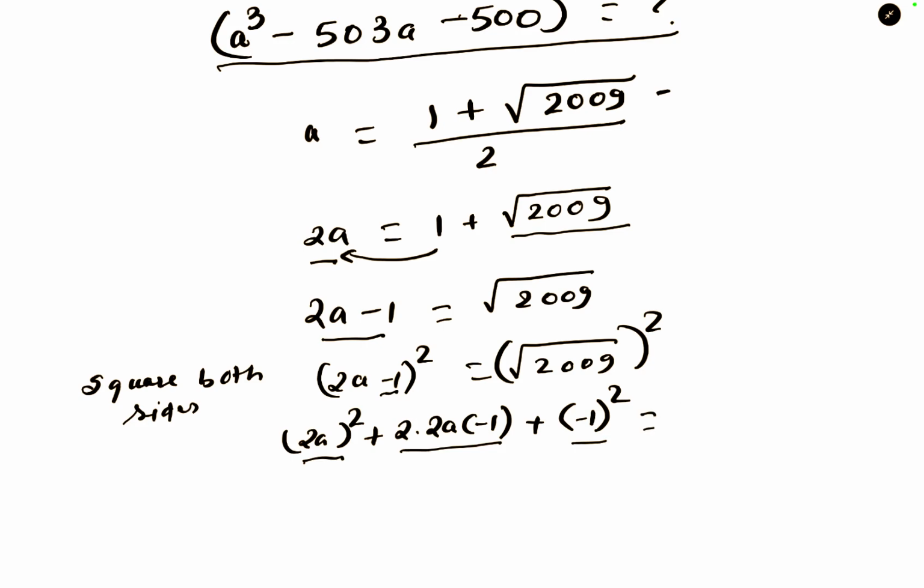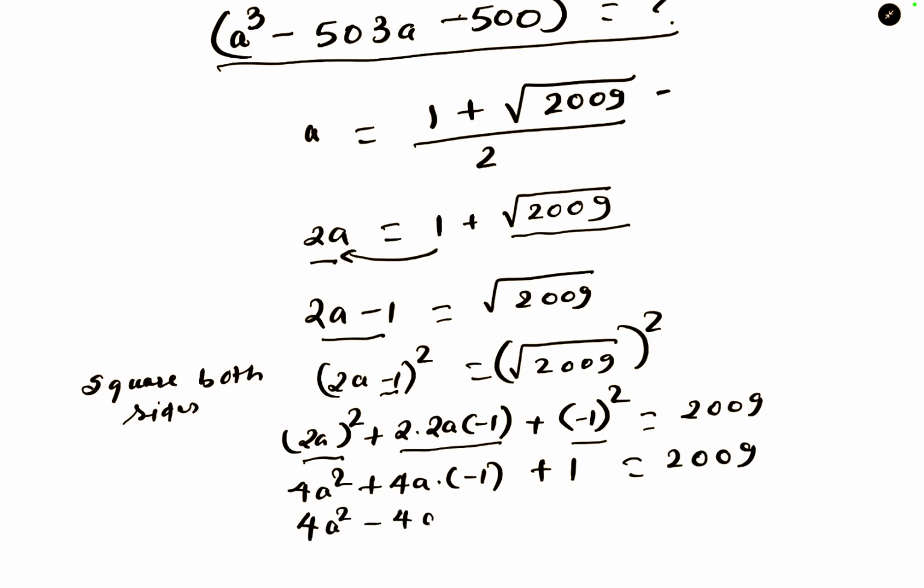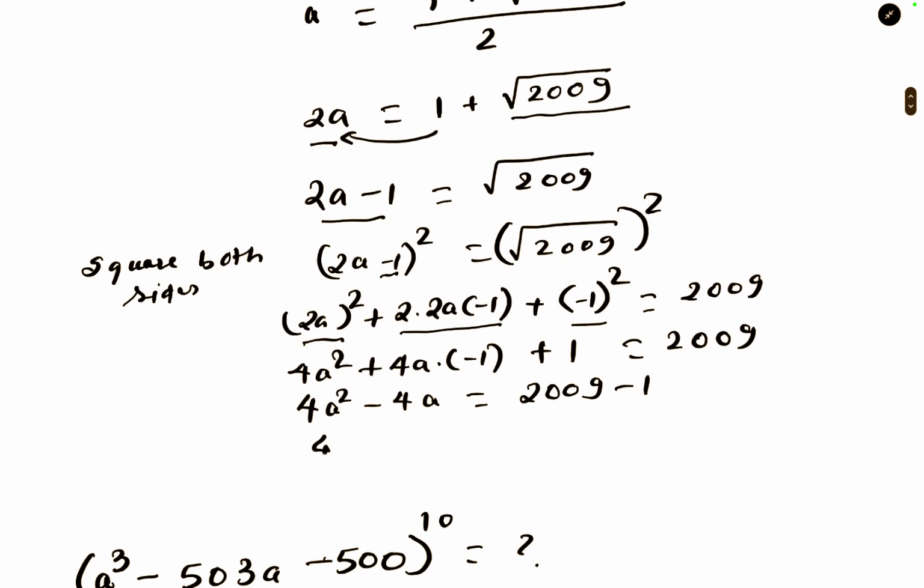(Root 2009) whole square means the root goes away and we will have 2009 as a value. This (2a) whole square is 4a square. This is 4a into minus 1 and this is plus 1. This is 2009. Now 4a square minus 4a is equal to 2009 minus 1. The 1 goes here, so my 4a square minus 4a becomes 2008. If I take 4 as common, a square minus a is 502.